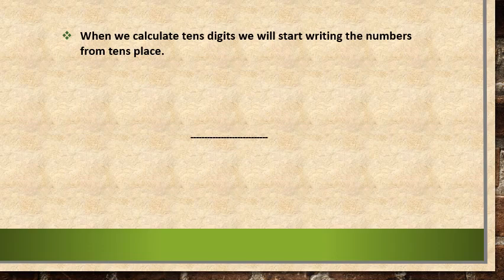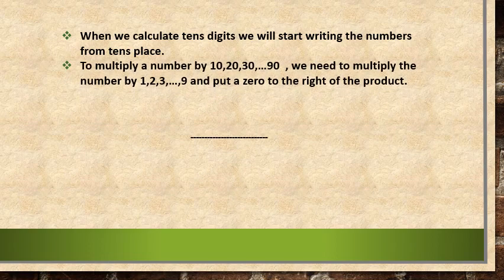When we calculate tens digits, we will start writing the numbers from the tens place. To multiply a number by 10, 20, 30 till 90, we need to multiply the number by 1, 2, 3 or 9 and put a 0 to the right of the product.